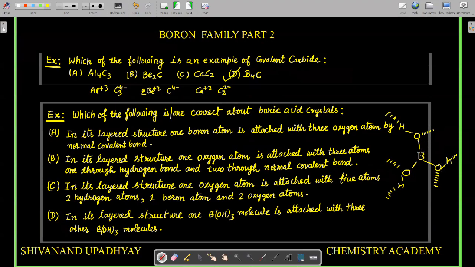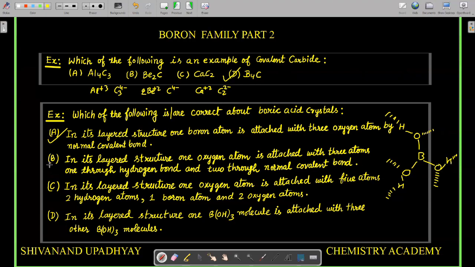So one molecule is making 6 hydrogen bonds, and between two molecules there are 2 hydrogen bonds. One oxygen atom is attached with 2 hydrogen atoms and 1 boron atom, meaning it is attached with 3 bonds: 2 normal covalent bonds and 1 hydrogen bond. And 1 hydrogen atom is attached with 2 oxygen atoms, one through a normal bond, the other through a hydrogen bond. So let us go now through the question. In its layer structure, 1 boron atom is attached with 3 oxygen atoms, correct? In its layer structure, 1 oxygen atom is attached with 3 atoms, 1 through hydrogen bond and 2 through covalent bonds.